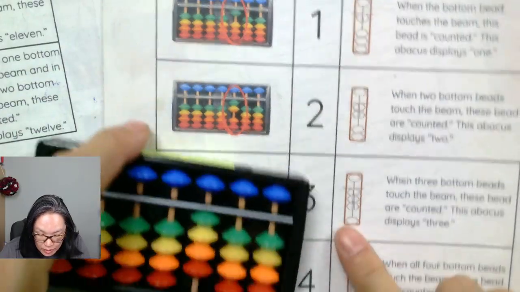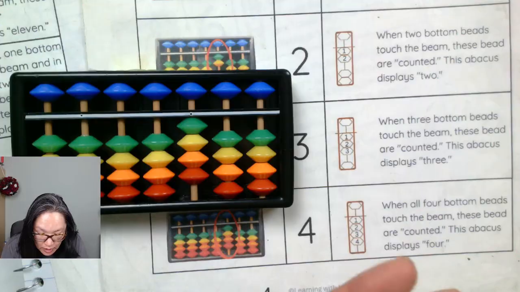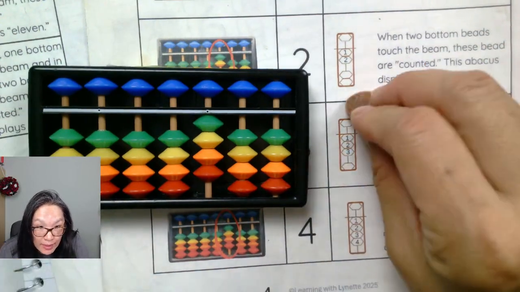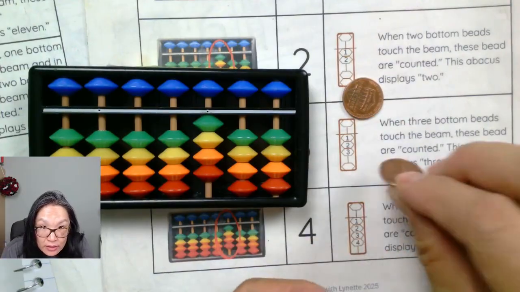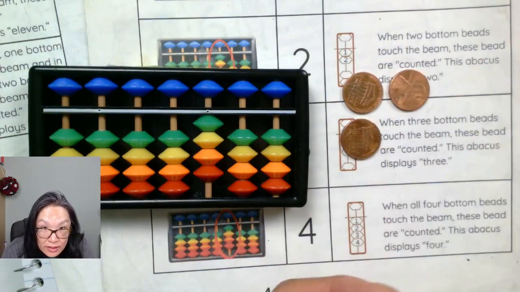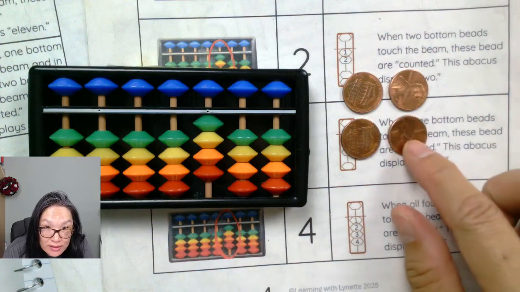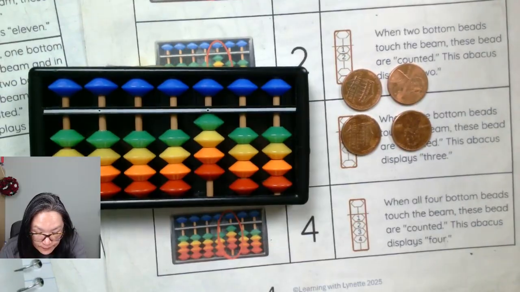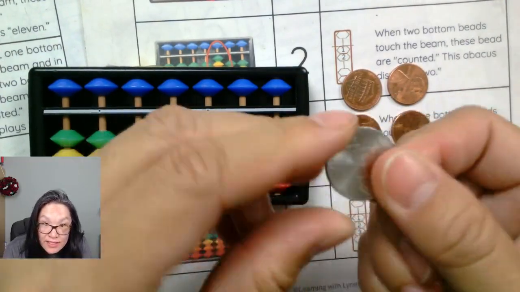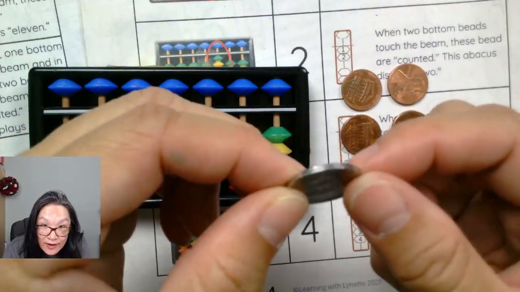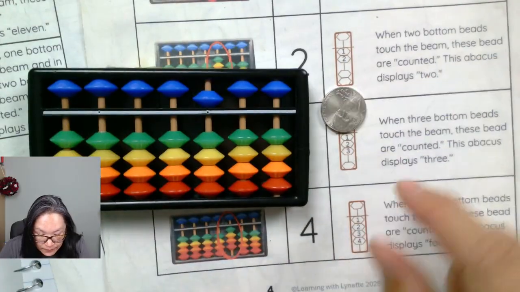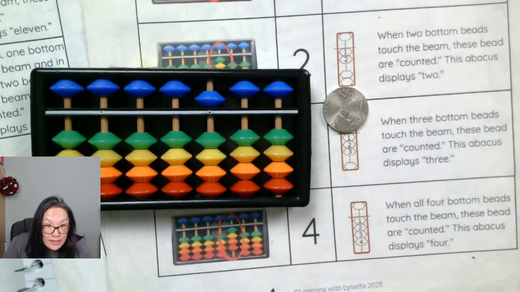I don't know where you are in the world, so I'm not going to assume anything. If I change this to pennies, a penny is 1 cent, 2 cent, 3 cent, 4 cent. These are cents. So I have 4. What's going to happen if I have 5? This is a nickel. This is 1 nickel, which is 5 cents. Does that make sense?